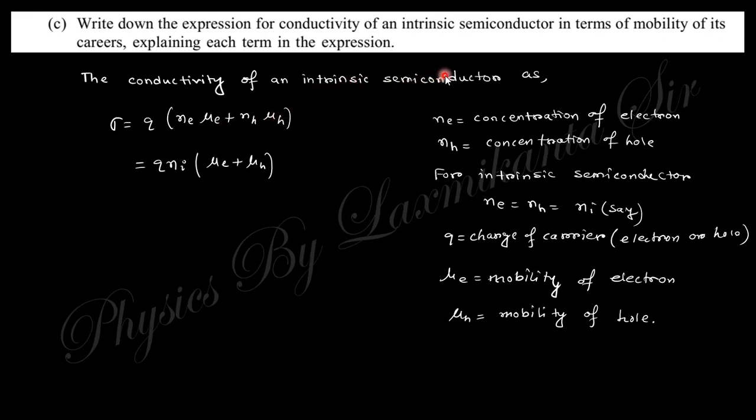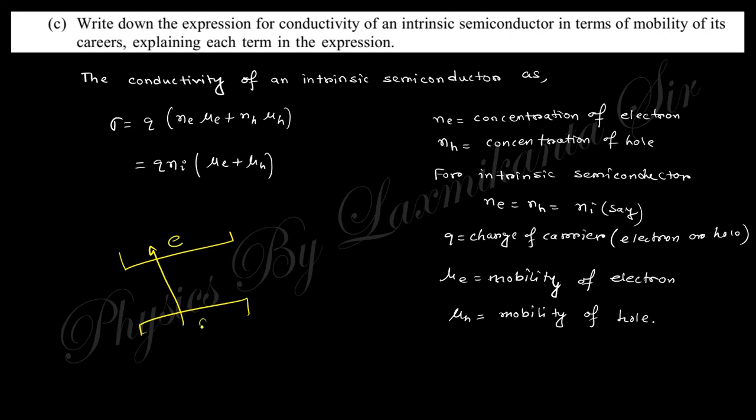But within an intrinsic semiconductor, the concentration of electrons and the concentration of holes are equal, because without any doping, the number of electrons generated in the conduction band is equal to the number of holes within the valence band. This electron and hole are generated due to thermal agitation. Due to the thermal agitation, electrons are generated within the conduction band from the valence band. Like this is the valence band and this is the conduction band. This electron comes from that one to that one.